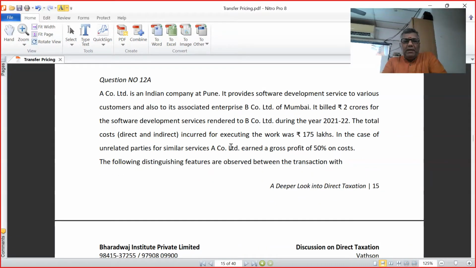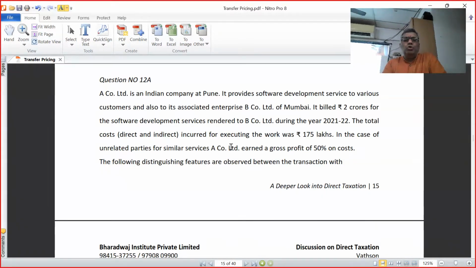A Company Limited is an Indian company at Pune. It provides software development services to various customers and also to its associated enterprise, B Company Limited in Mumbai. Yes, it is a DTP, domestic transfer pricing question. It came. But the question is in the same style, so please take this up also as a TP question and answer. DTP question.